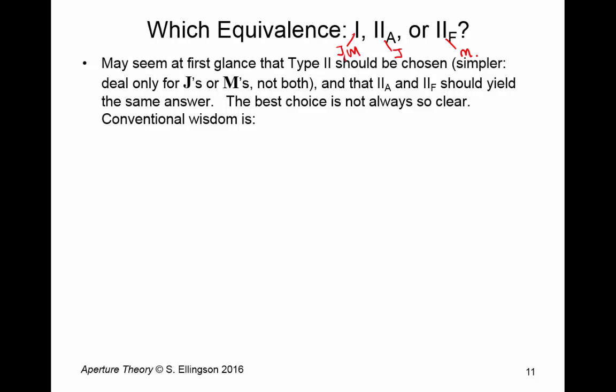And that much of the idea is true. But the best choice is not always so clear. And the reason the best choice is not always clear is because, remember, we're going to invoke approximations, those approximations 1 and 2. So it's not clear that once we make the approximations, all 3 of these equivalences are going to work equally well.